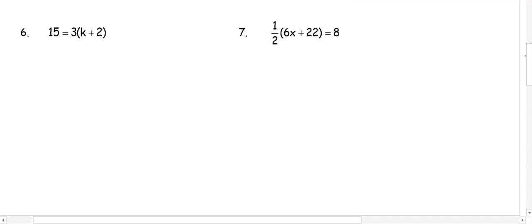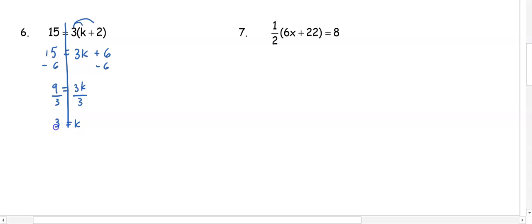So notice in 6 and 7, there is a parenthesis there. So before I can solve with my two-step, I need to get rid of that parenthesis. And anytime we have a number touching the parenthesis, we use distribution. So we're going to distribute that 3. So 15 equals 3k plus 6. Now this is a two-step problem. So now we're going to subtract 6 from both sides. 9 equals 3k. So we divide by 3. K equals 3.